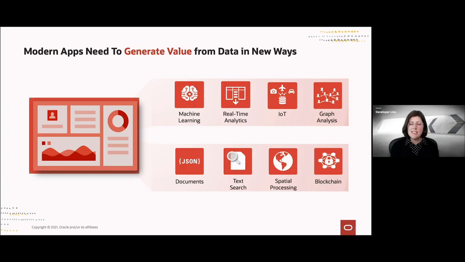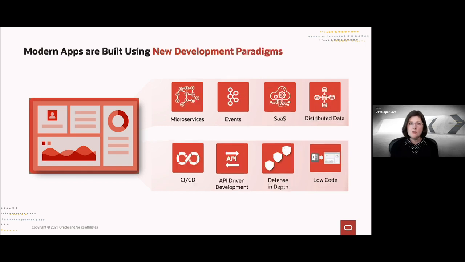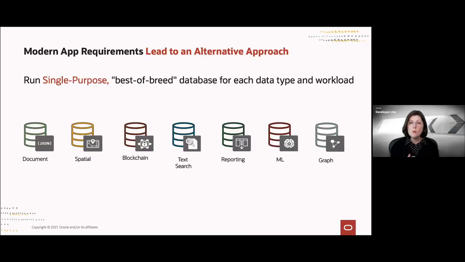And how we develop these applications has also evolved. We take advantage of new development paradigms like microservices, event processing, API-driven development, and even low-code development. And so this has led to a very new approach to application development, one where we're going to pick a single-purpose or best-of-breed database for each of the different data types or workloads that we need to address.